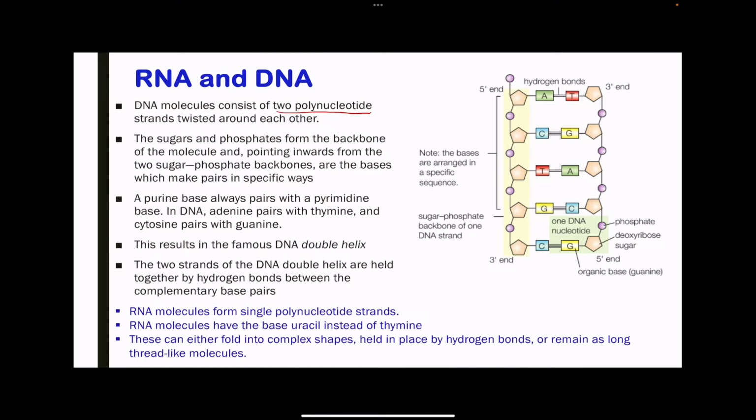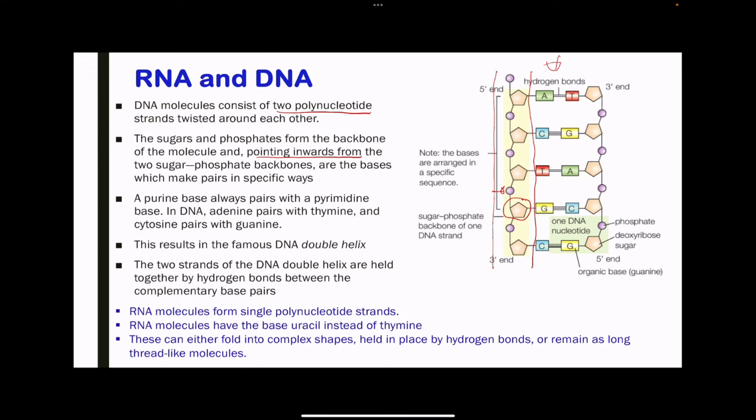Like you can see, it's a double strand. There is one strand and the next strand. The sugars and the phosphate form the backbone. We're talking about this being the phosphate and that being the sugar. So we see this is going to be the backbone and the nitrogen bases are going to be the links in between. So the sugar and the phosphate form the backbone of the molecule.